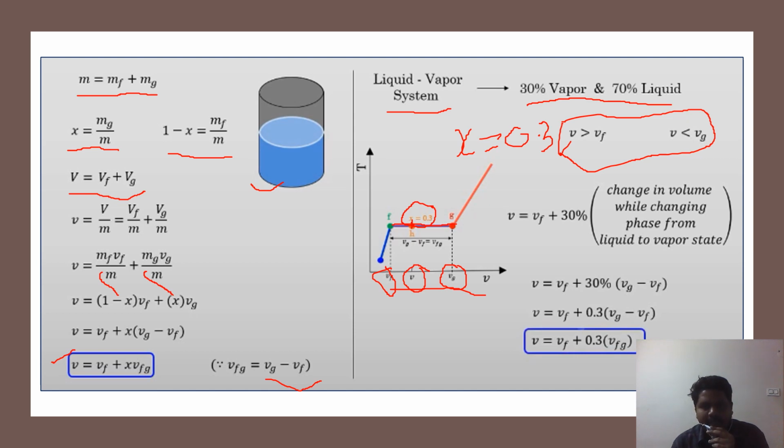Now we can write V equals Vf plus 30% of the change in volume while changing phase from liquid to vapor state. So V equals Vf plus 30% change in volume while changing the phase, which is Vg minus Vf. It can also be written as V equals Vf plus 0.3 into (Vg minus Vf), since 30% means 0.3.